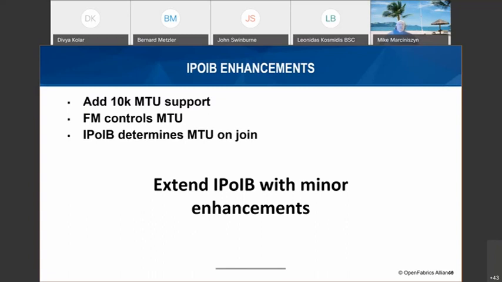So the first thing we needed to do was enhance IP over IB. So we had to add support there for a 10K MTU. The best practice is to have the FM control the MTU by specifying the multicast MTU size. And so then IP over IB will automatically, with its join, determine the MTU. So it allows us to control the MTU from a single point in the fabric, or multiple points if you're using a redundant FM. So we decided to extend the IP over IB with these relatively minor enhancements. Okay, skip to the next slide.